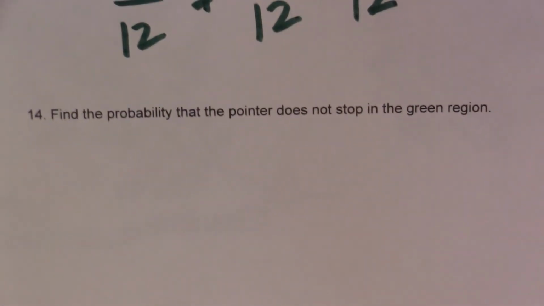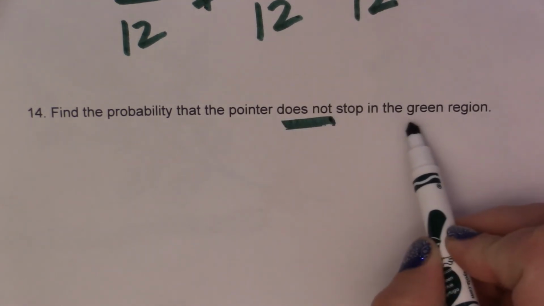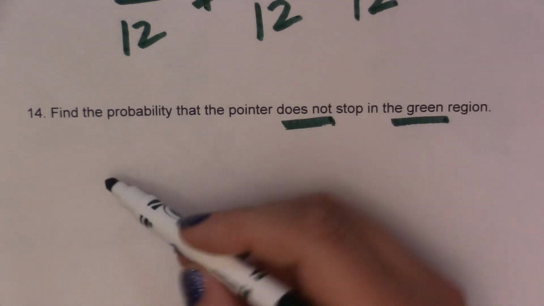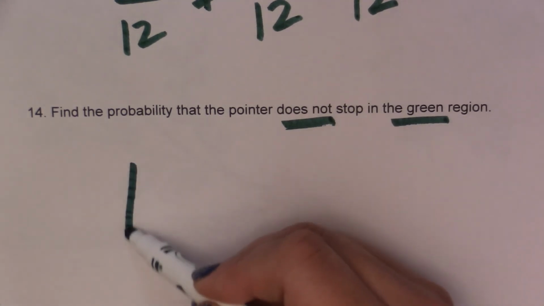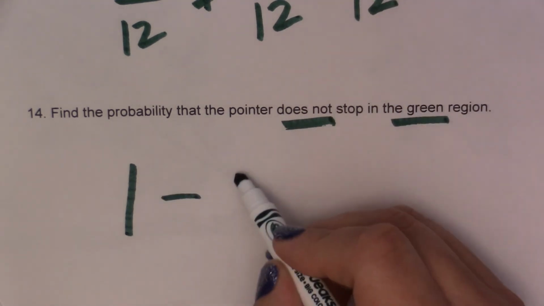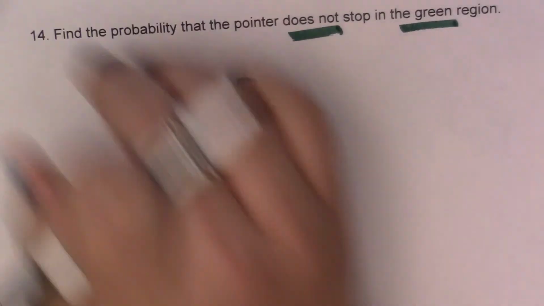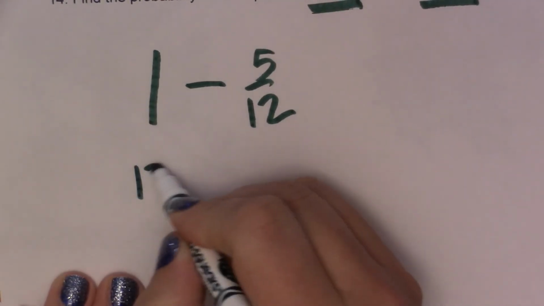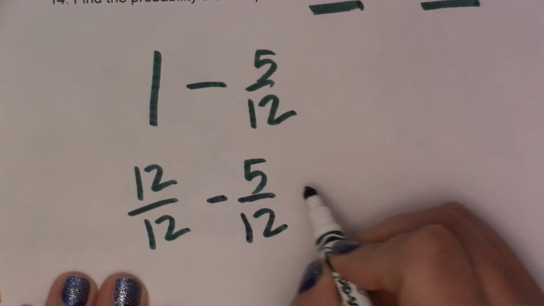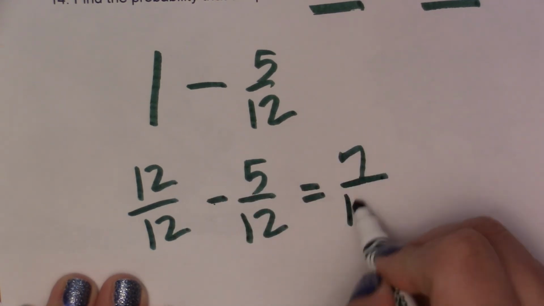Okay, and then number 14. Find the probability that the pointer does not stop in the green region. So since we're looking at the does not, we know if we added them all together, it would equal 1. And then we're going to take out that probability of green, which we found to be 5/12. So I'm going to write my 1 as 12 over 12. And then we're going to take out 5 of the 12 pieces. So 12 minus 5 is 7/12.